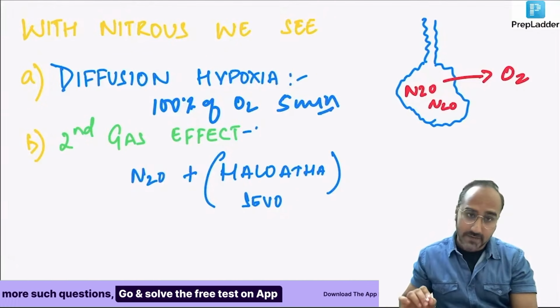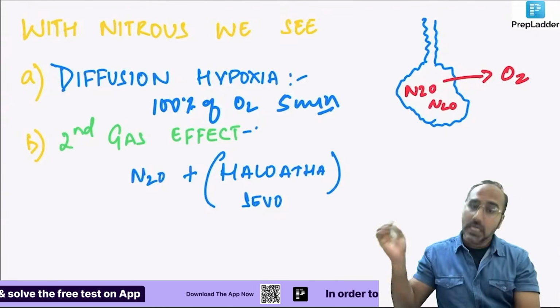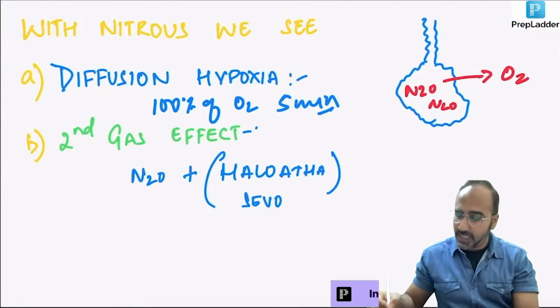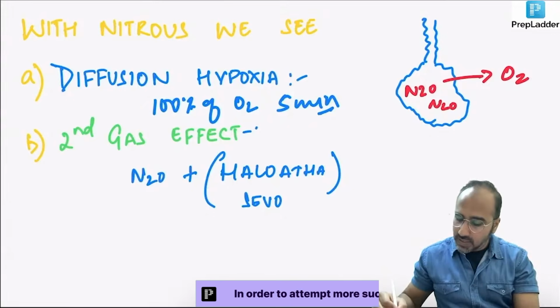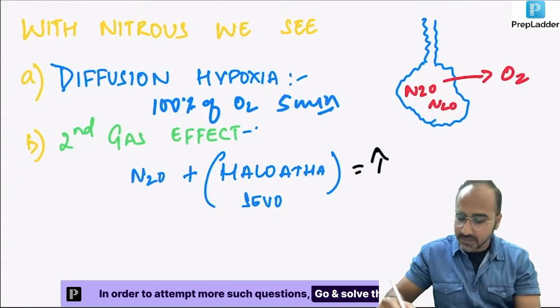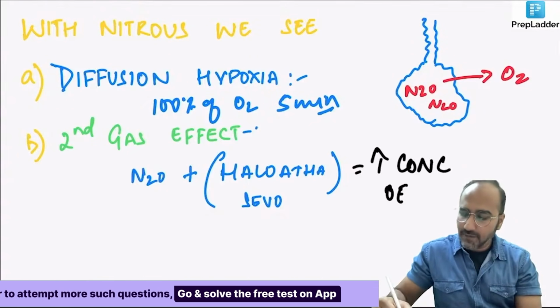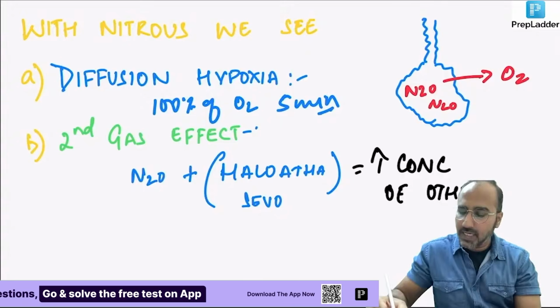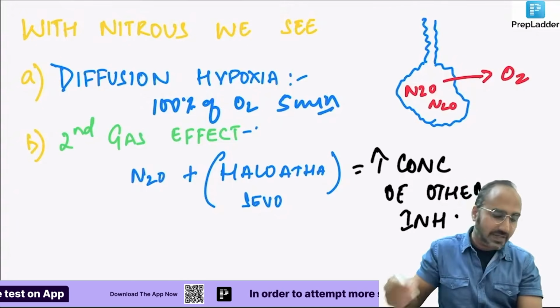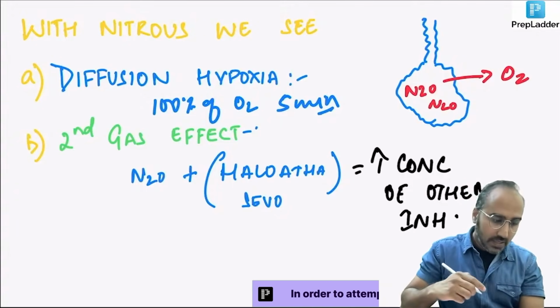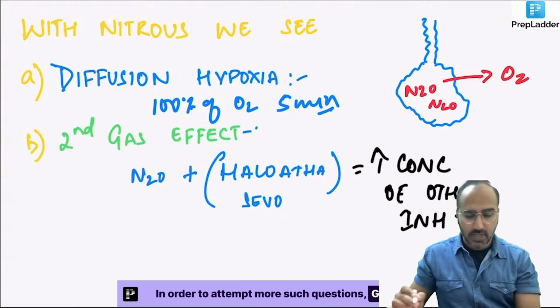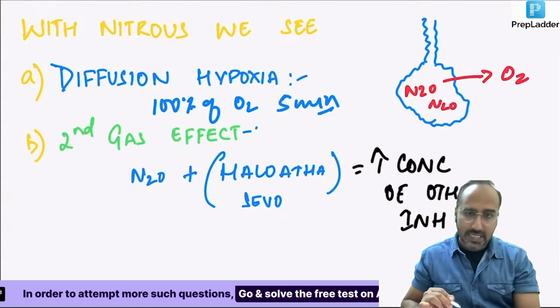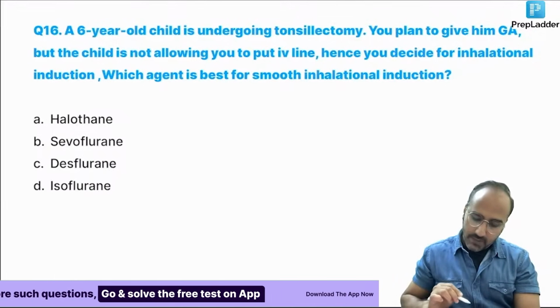The other one is called the second gas effect. Second gas effect means what? If you give nitrous with some other inhalational agent, it will increase the concentration of that inhalational agent. The concentration of the other inhalational agent will be increased with nitrous. That is called the second gas effect. Okay. The Perindic system of nitrous, again, you guys know it. It is 3-5. Okay. We'll discuss later.